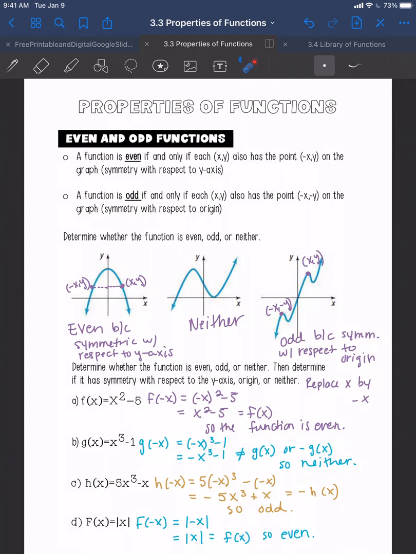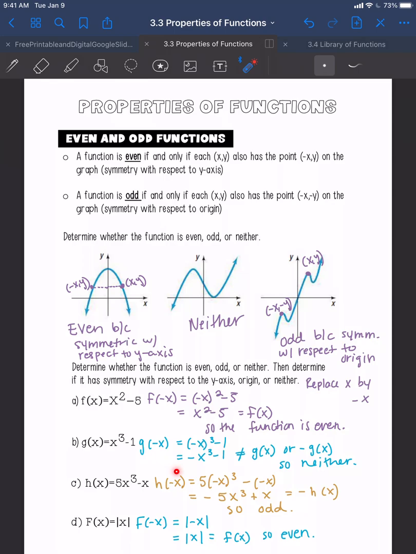Part B here, substituting in negative x, we get negative x cubed minus 1. That is not the same as the original. It's also not the opposite of the original either, because the negative 1 would have to be negated. So this is neither odd nor even.